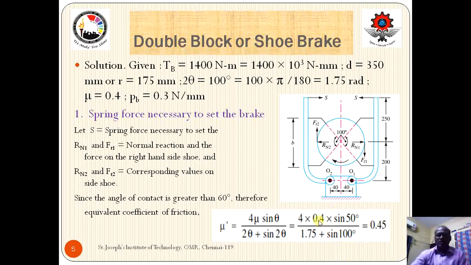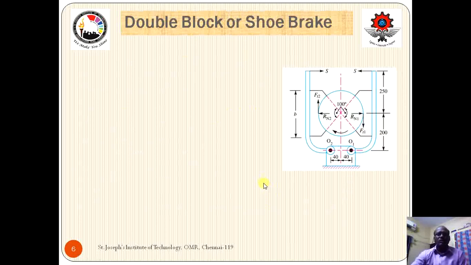So plus sin 2 into 50, that is 100 degrees. Okay, so the 2 theta value is 1.75, that is substituted here, 1.75 in terms of radians. Now we'll see, taking moment about fulcrum O, we'll deal first with this one and then deal with this other one.